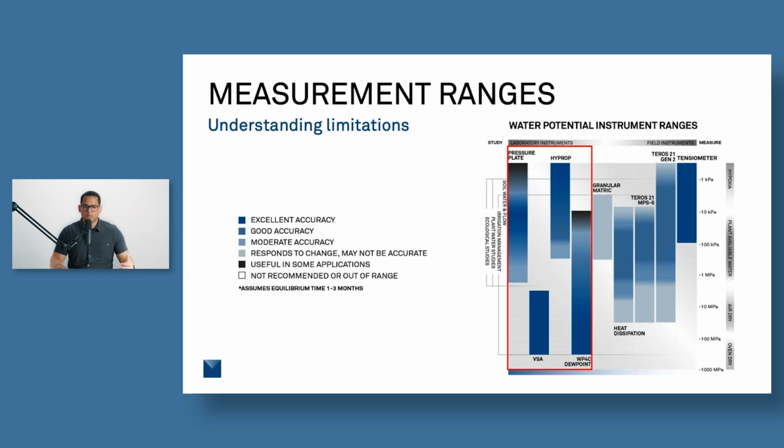One thing that's really nice is with tools like the HYPROP and the WP4C, those two overlap really well. So we can typically cover that full range really well with those two instruments. And we'll see what that looks like here in just a second. But those are just important things to understand. There are other limitations as well. You do see reduced accuracy in some techniques as we get wetter. And so it's really important to understand that when you're looking at these different methods.